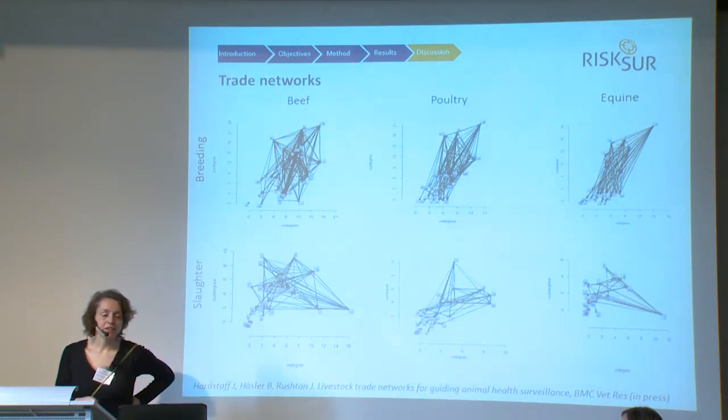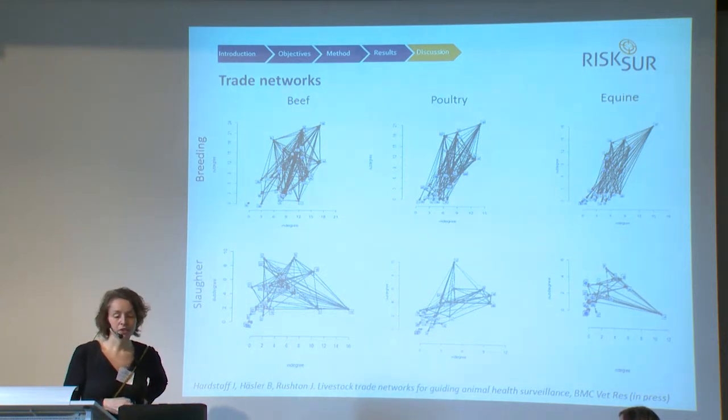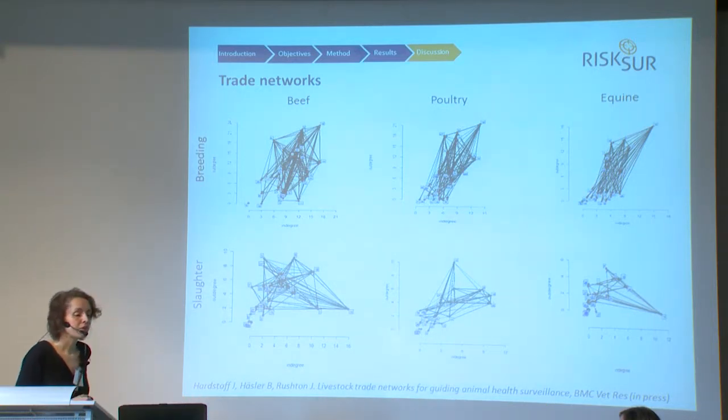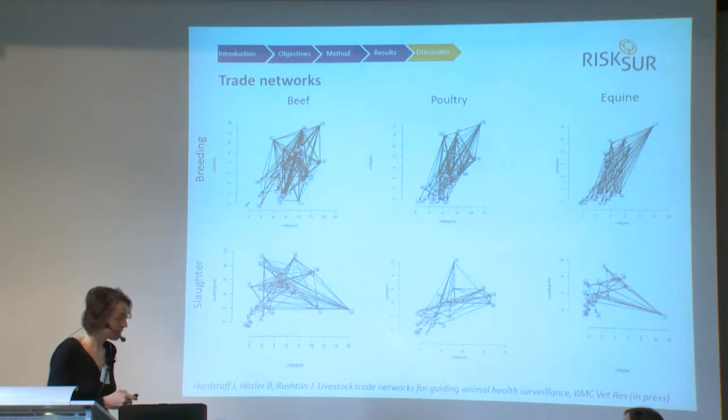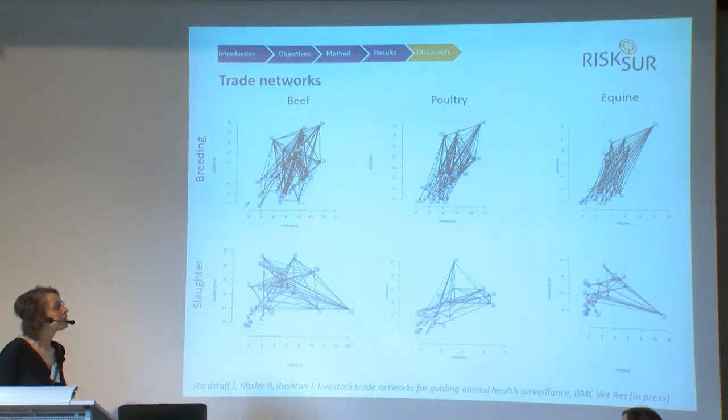So as another activity, we had a look at livestock trade networks for guiding animal health surveillance. And we used TRACES data for live animal movements of the major animal species. And here you just see a few examples for beef, poultry, and equine. We had a look at trade networks for breeding, fattening, and slaughter, and two are displayed here. We see it for breeding and for slaughter.